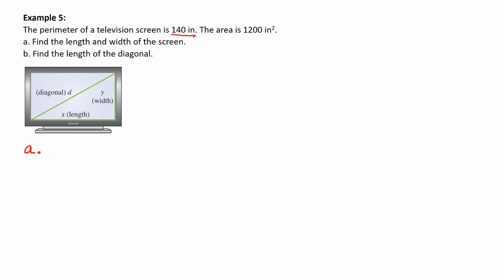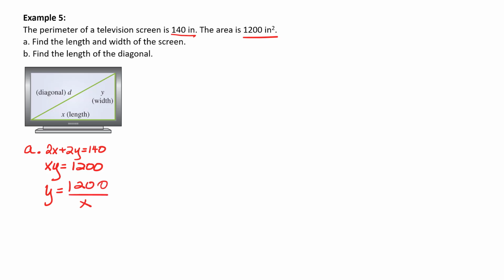You know that the perimeter is 140, and so that means that 2x + 2y = 140. 2 times the length plus 2 times the width is the perimeter all the way around. And then also, it tells you that 1,200 square inches is the area, which means that xy = 1,200. Length times width is area. Now you can solve this system of equations.